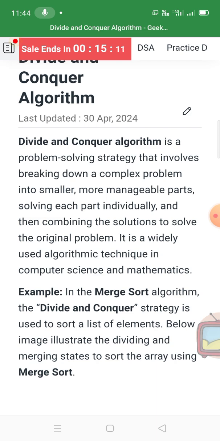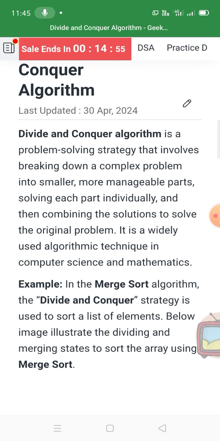The large problem will be subdivided into small units, the small unit problems will be solved after that, and then all the small units are combined, and we get the conquer method. Divide means first you have to divide it, and conquer means finally you have to join or merge all the small pieces. So that is called the divide and conquer algorithm.